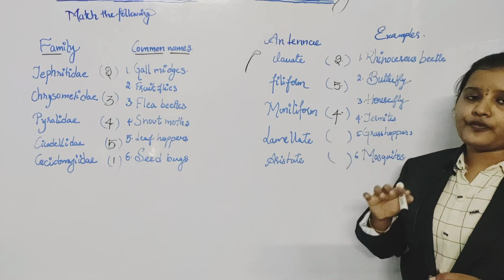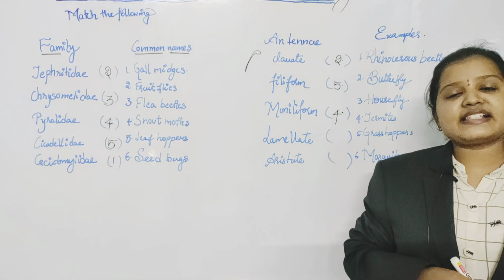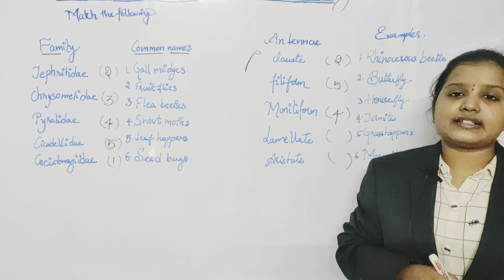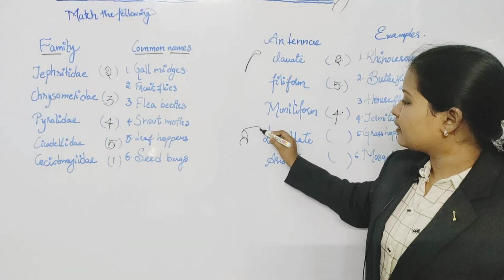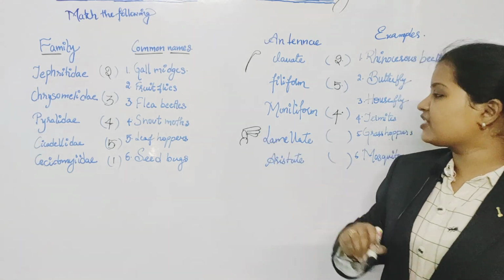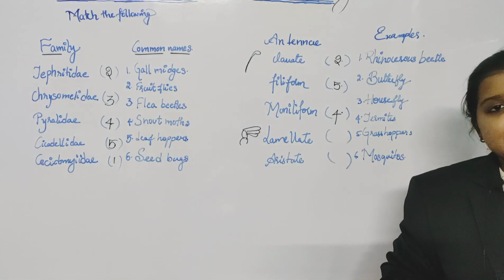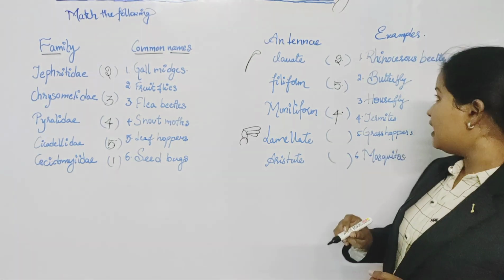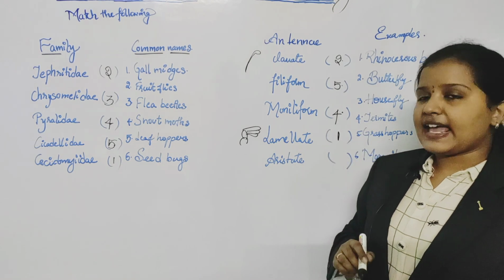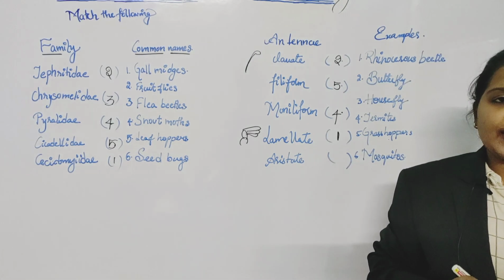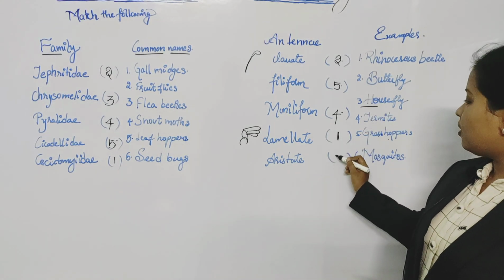And lamellate type of antennae. Lamellate antennae is plate-like antennae. That means the final flagellar segments are modified into plate-like structures. This type of lamellate antennae we see in rhinoceros beetles. So option 1. Last is aristate type of antennae. Aristate type of antennae we see in houseflies. So this is option number 3.